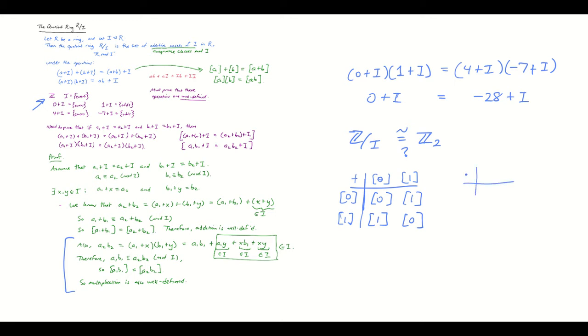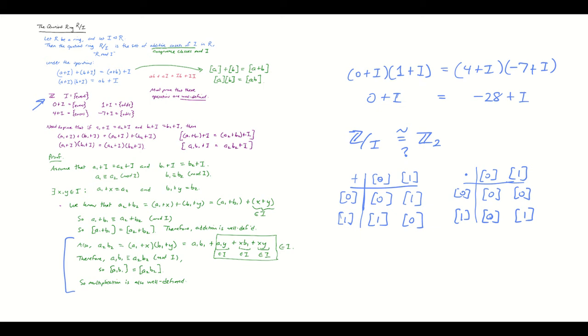I can also do a multiplication table. We do need to check that both operations behave exactly the same as in z mod 2, not just one of them. But again, I have 0 times 0 is 0, 0 times 1 also 0, same here, and then 1 times 1 is 1. So this really is addition and multiplication in z mod 2. These behave exactly the same.